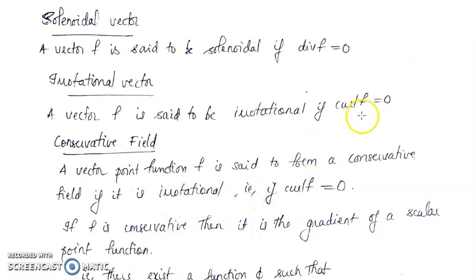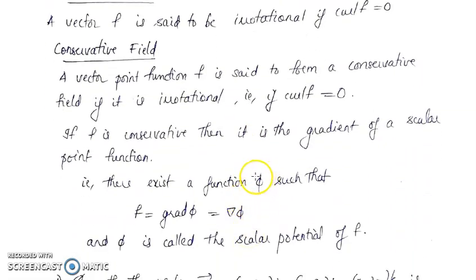Now if curl f is 0, that is, if the given vector field is conservative, you can always represent your vector field f as a gradient of a scalar point function. So that means there will be a phi such that f is equal to gradient of phi, or f is equal to del phi. So that is an important result for a conservative vector field, which you will be later on using in solving integrals.